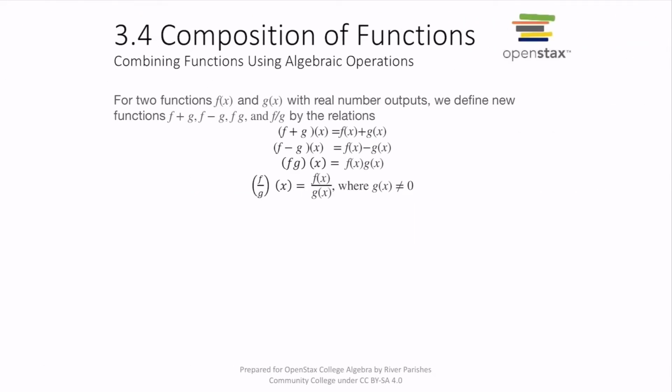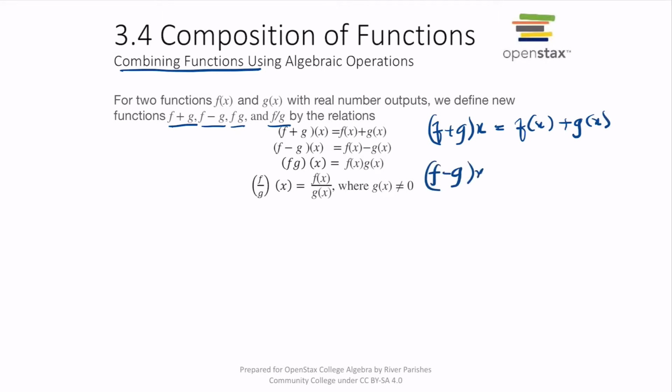So let's start with combining functions. When you have two functions, you can do all algebraic operations on them. You can add, you can subtract, you can multiply, and you can divide. So what happens here, if you have (f plus g)(x), it can be written as f(x) plus g(x). (f minus g)(x) becomes f(x) minus g(x).